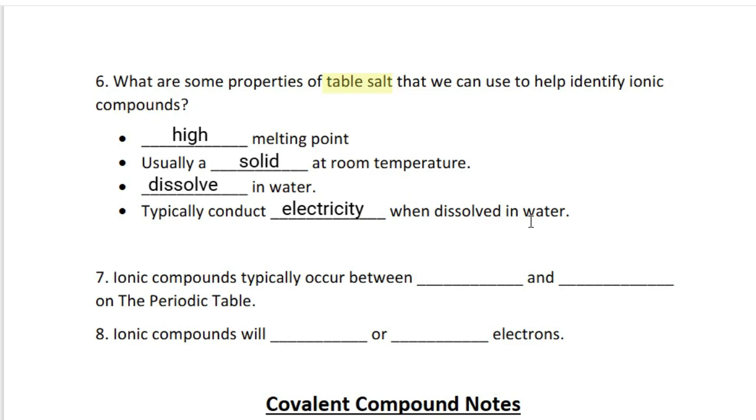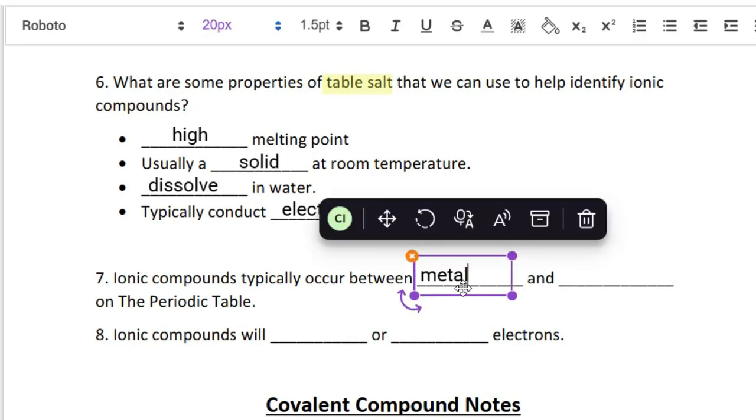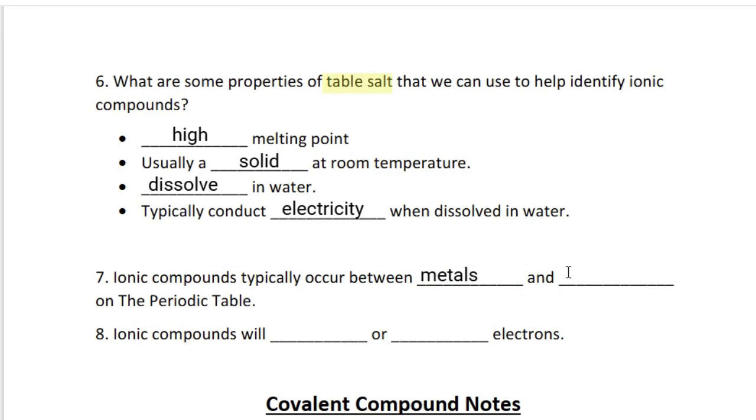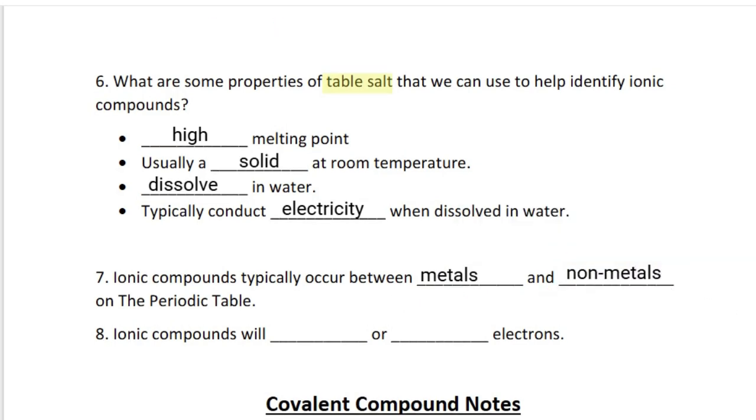Now, if you look at the periodic table again and find where sodium is and where chlorine is, sodium is a metal, chlorine is a non-metal. So ionic compounds typically occur between metals and non-metals. Now remember, metals are found to the left of the metalloids or the stair-step line, with the exception of hydrogen, and non-metals are found to the right of the stair-step line.